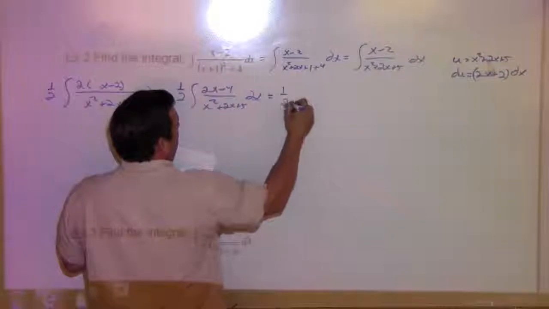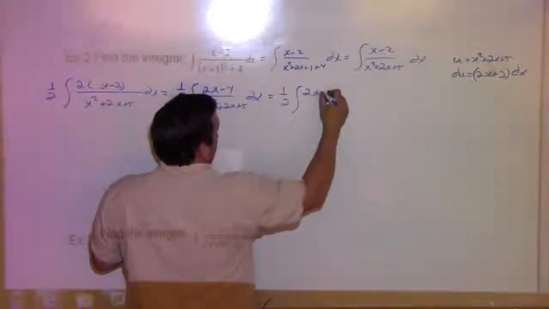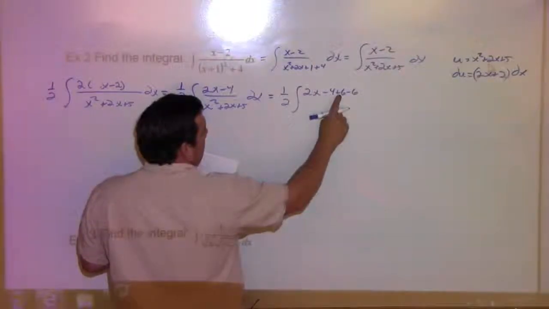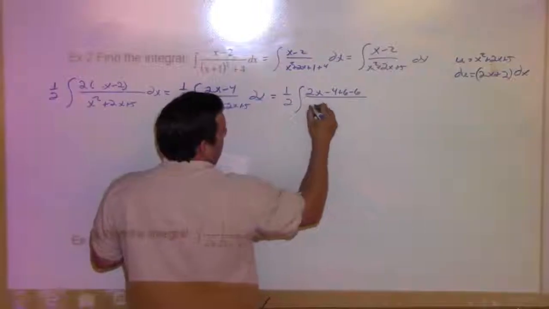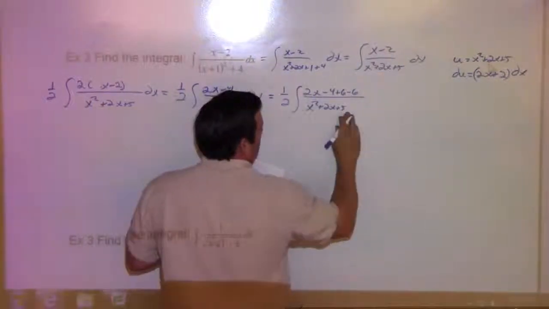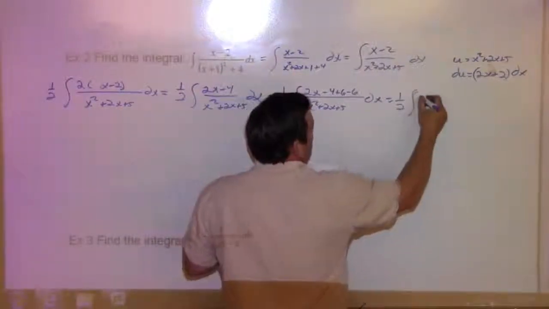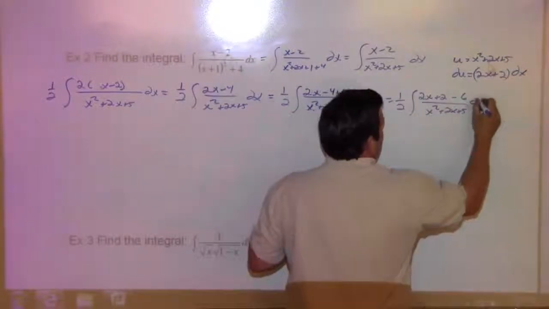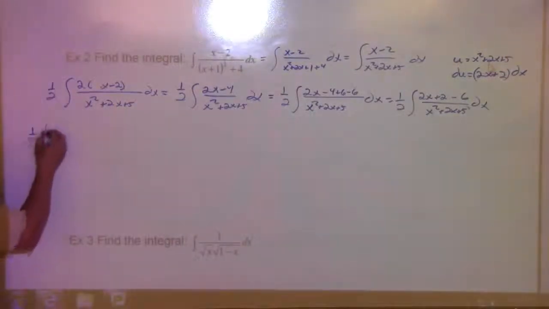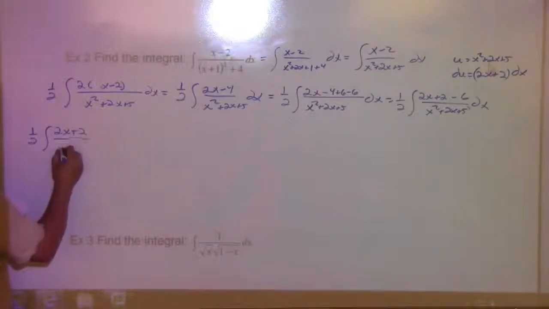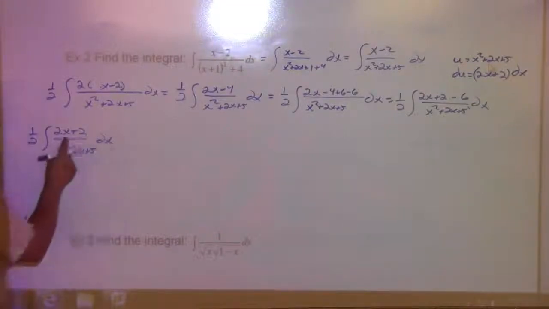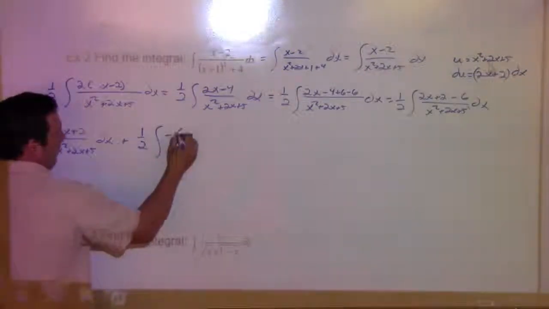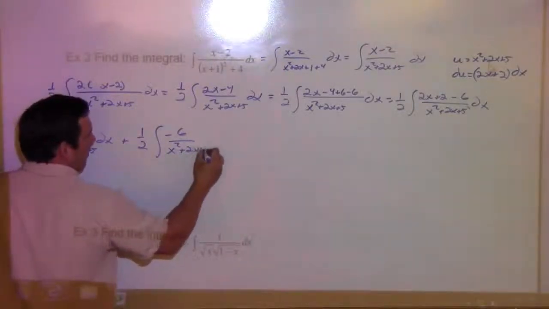Take this a step further. We have 1/2 integral of 2x minus 4 plus 6 minus 6. Why plus 6? Because negative 4 plus 6 gives me a positive 2. This is 1/2 integral of 2x plus 2 minus 6 over x squared plus 2x plus 5 dx. Now we can split that numerator and we'd have 1/2 integral of 2x plus 2 over x squared plus 2x plus 5 dx, where this is the derivative of that, plus 1/2 integral of negative 6 over x squared plus 2x plus 5 dx.